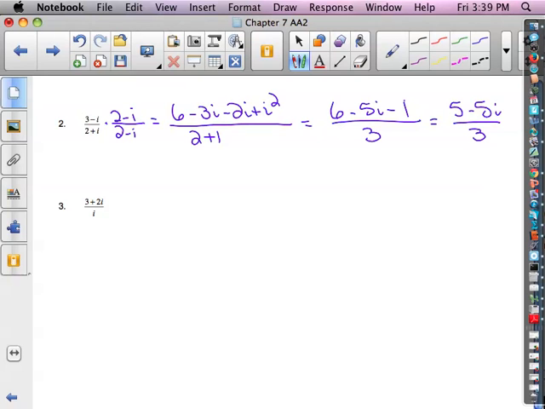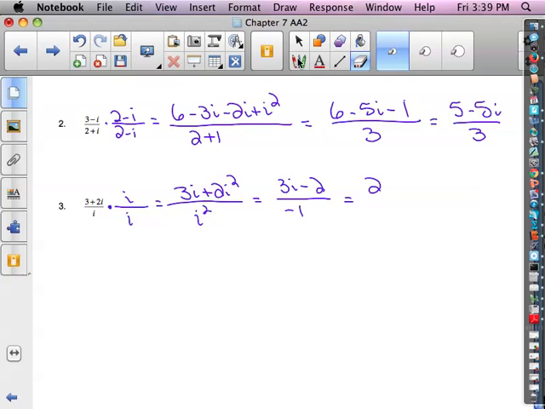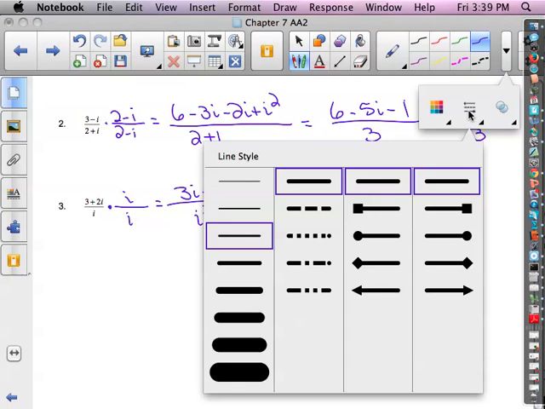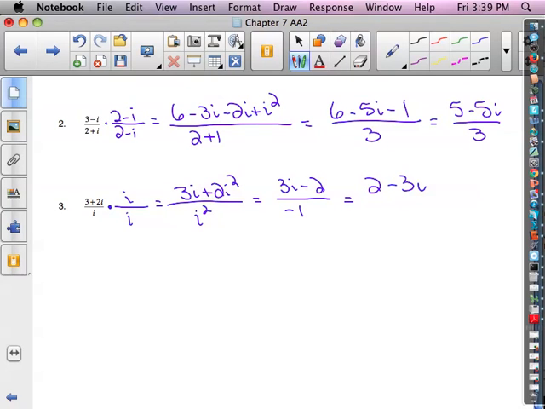Number 3, the only thing in the denominator is i, so I'm simply going to multiply numerator and denominator by i. That gives me 3i plus 2i squared all over i squared. So I'll have 3i, and that will be then minus 2 over minus 1. So that will become 2 minus 3i. For that example.